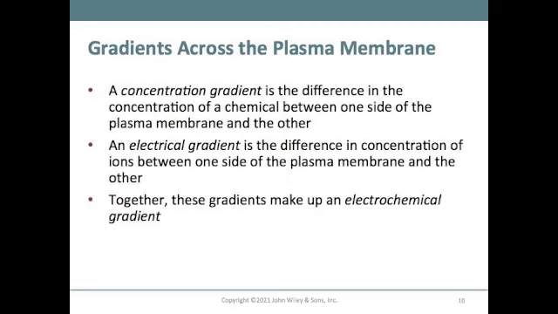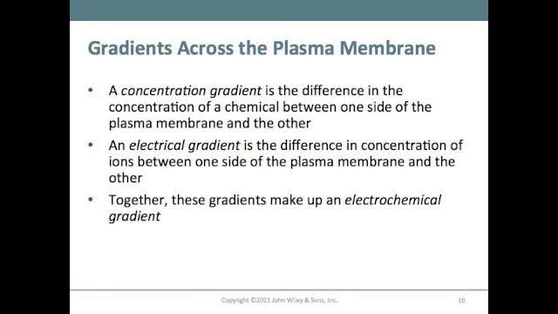And that brings us to gradients across the plasma membrane. The selective permeability of the plasma membrane allows a living cell to maintain different concentrations of certain substances on either side of the plasma membrane. A concentration gradient is a difference in the concentration of a chemical from one place to another, such as from the inside of the cell to the outside of the plasma membrane.